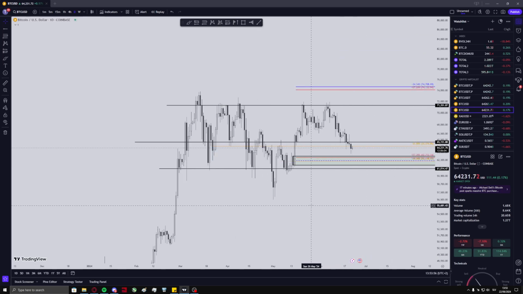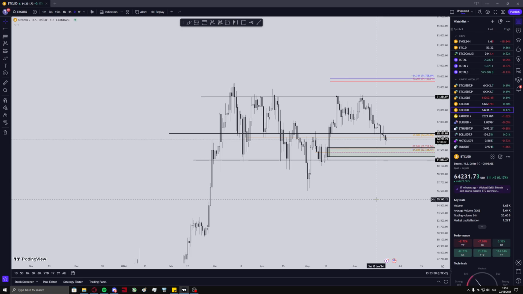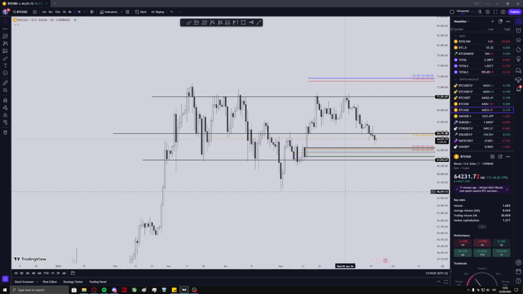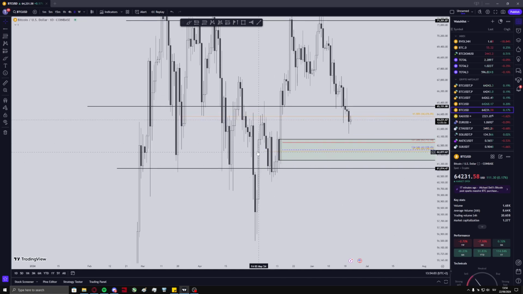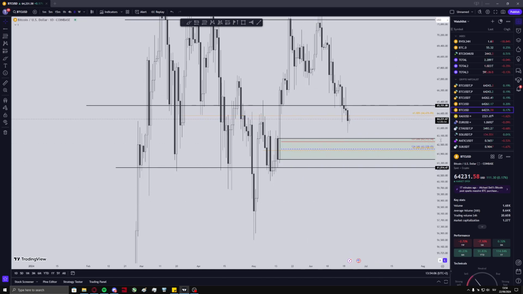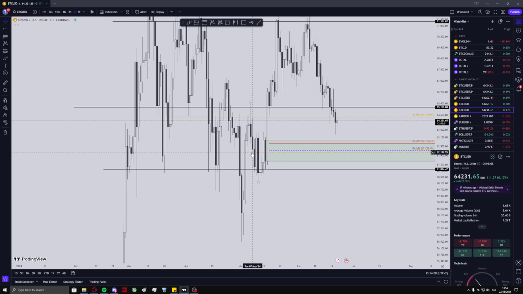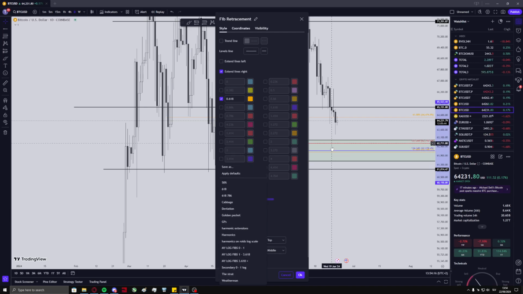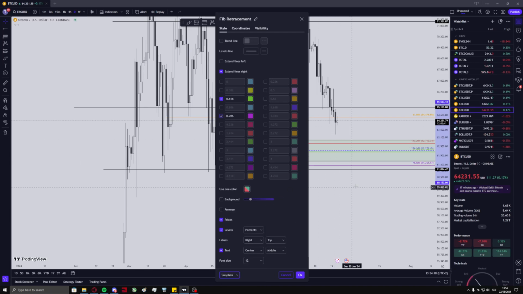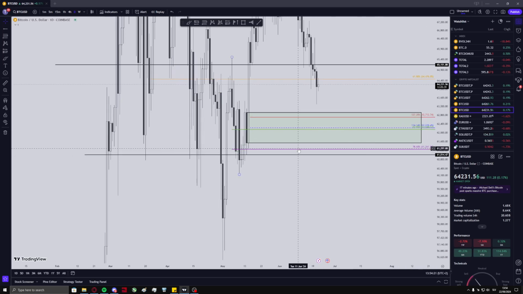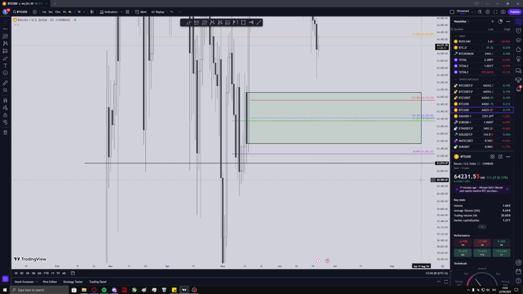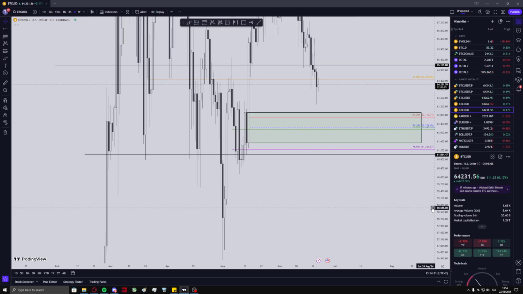I think that's a really cool thing, you can use it to get more confluence on your exact entry, right? And by the way, generally, if an order block works, the tap into the order block should not exceed the 786. So ideally, when we tap this order block, we won't even go past the 786, which is at 61.26.